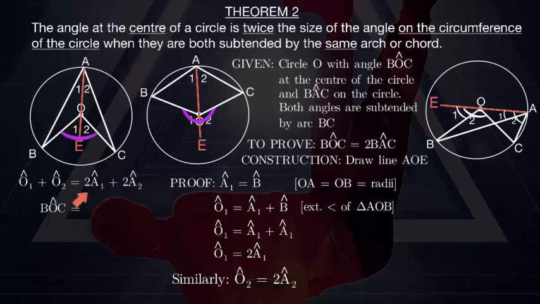And here we do a bit of factorization. We take out the common factor 2 and then we get A1 plus A2. And as you can see, A1 plus A2 is BAC. That's the other angle we want. So now we simply substitute this part in brackets with angle BAC, and we've just proven our proof, because angle BOC is equal to 2 BACs.